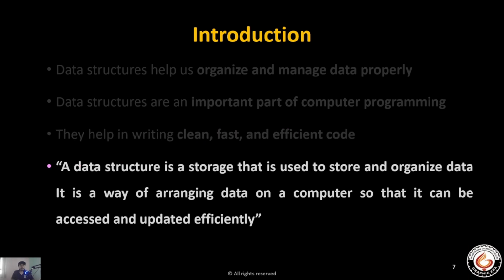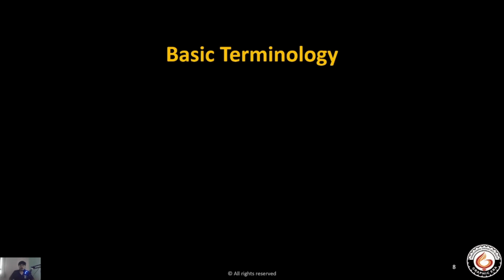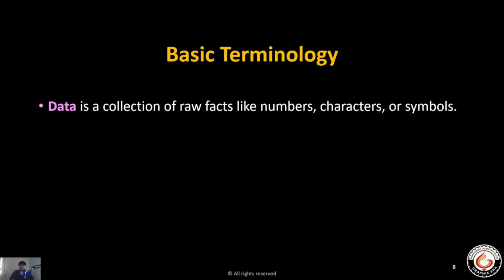Now let's see the definition of data structure. A data structure is a storage that is used to store and organize data, or you can say that it is a way of arranging data on a computer so that it can be accessed and updated efficiently. Now we will learn about some basic terms of data structure.